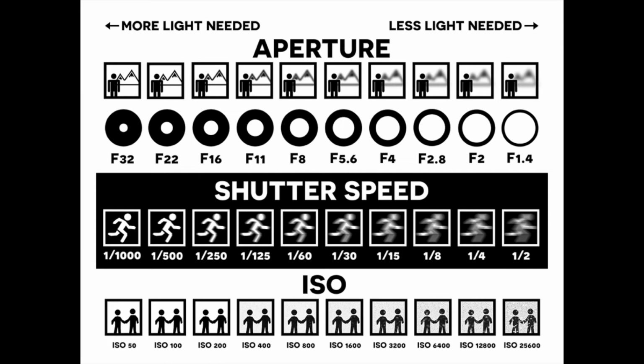So if you're letting in less light one way, you have to let in more light another way. If you're letting in more light one way, you have to let in less light another way to make sure that your image isn't overexposed.